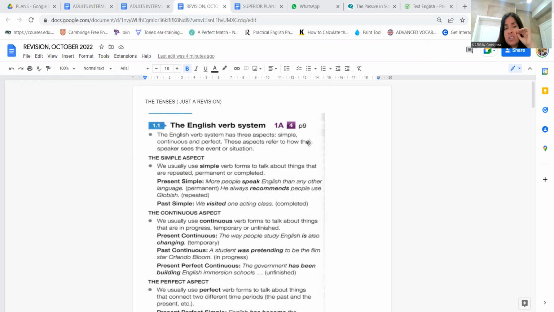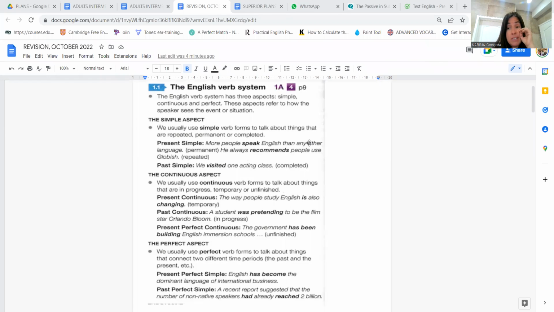The first part is just a revision of the tenses. Yesterday, one of the students was asking me about this. So I think this is a good opportunity just to talk about the tenses, and that's it, right? This is very, very brief. What are the tenses that we actually have?